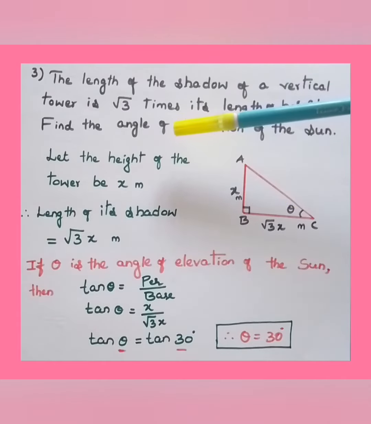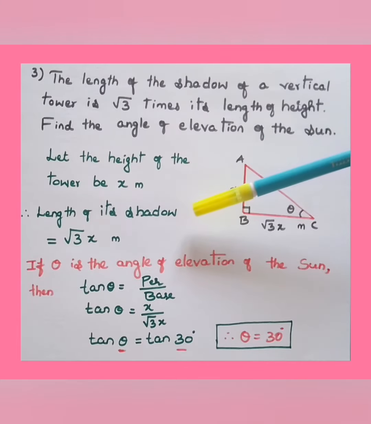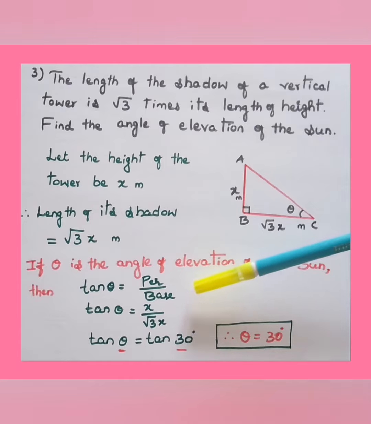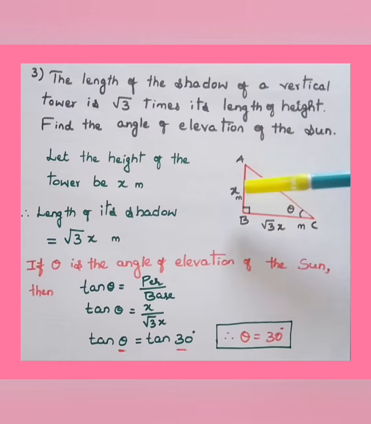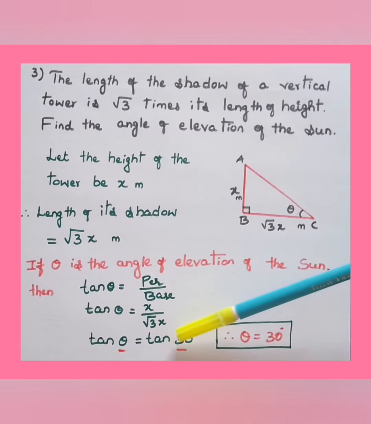Now the considerations let us make. Let the height of the tower be x meter. Length of this shadow, BC, is equal to square root of 3 times x. Don't write the x inside the square root of 3. This should be outside, okay? Then if theta is the angle of elevation of the sun, what sides are given here? Perpendicular and base. So obviously we have to move to tan theta. Tan theta is equal to perpendicular by base. Theta value is not given, we have to find it out. Perpendicular value is x. Base is root 3 x. So x gets cancelled. Only root 3 remains.